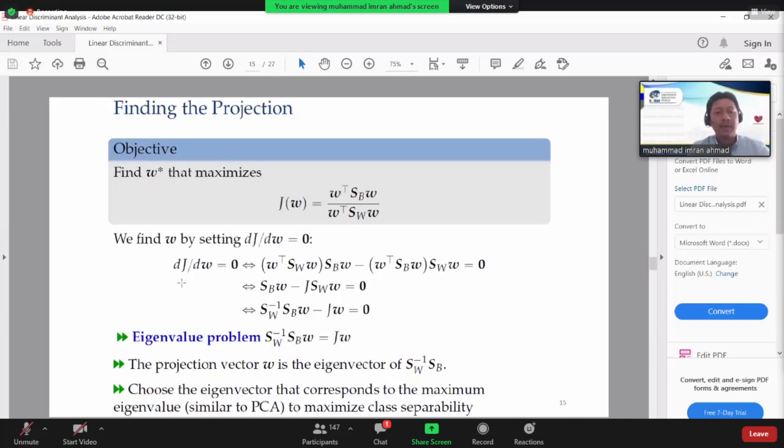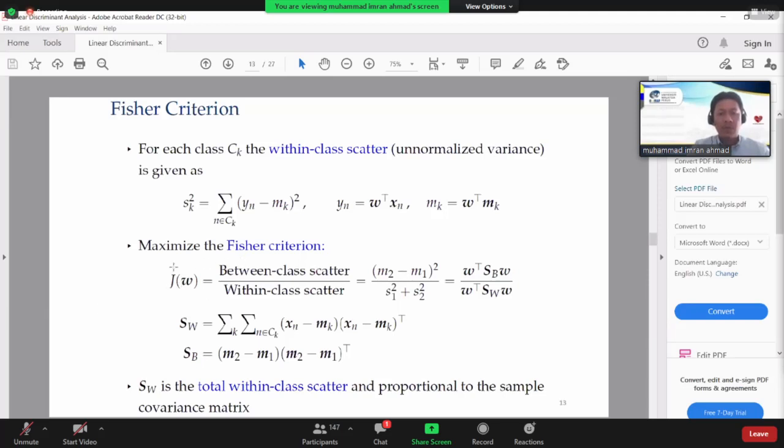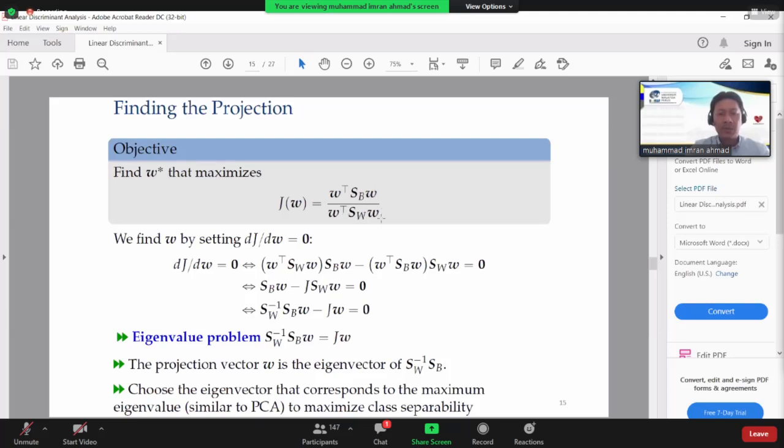Okay, so now how to calculate the best value of W? How to calculate the best basis vector of W? Just now we understand that we want to maximize this. So the problem now, we know the value of SB, we know the value of SW, but we need to calculate the value of the basis vector W. The way to calculate it is like this. We need to find W by setting dJ over dW equal to 0. Sorry, we need to differentiate this dJ over dW, and then the answer equal to 0.